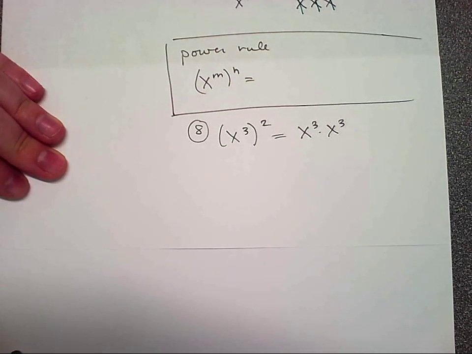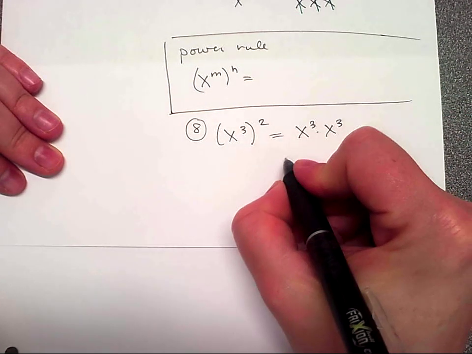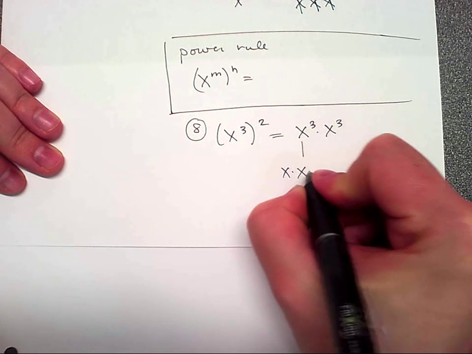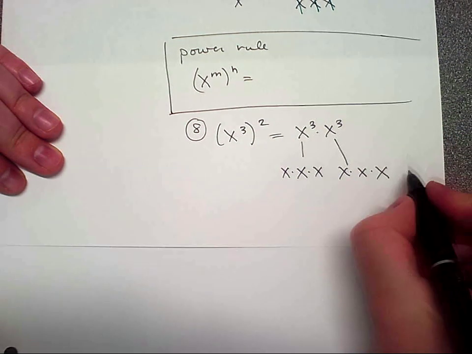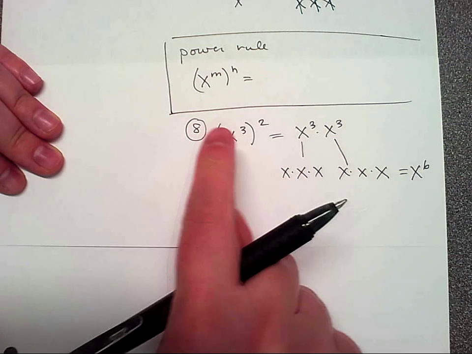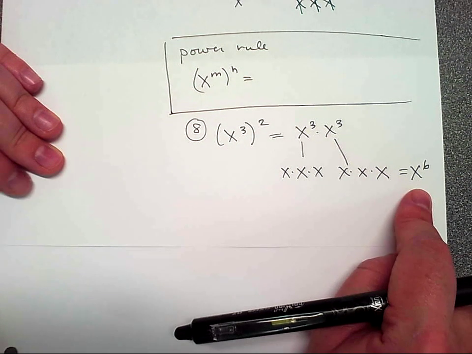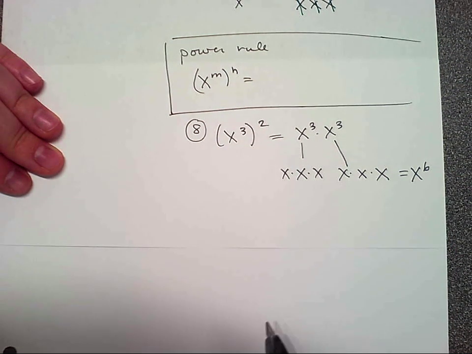Okay. So x cubed is x times x times x. X cubed is x times x times x, right? So here I get x to the 6th. So what did I do with these powers? Multiplied them. Good.